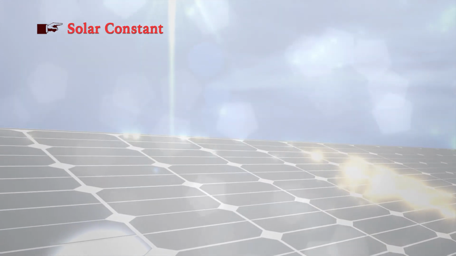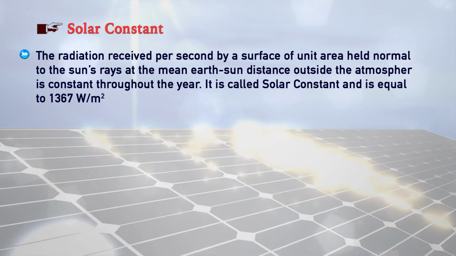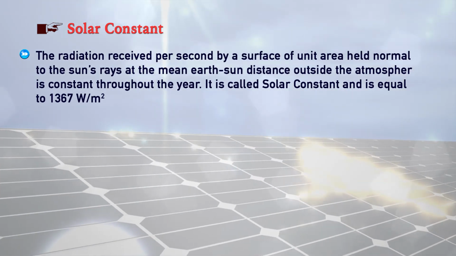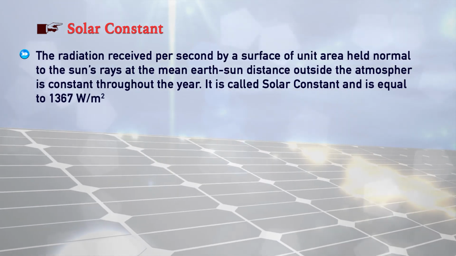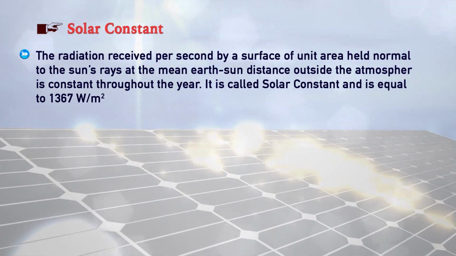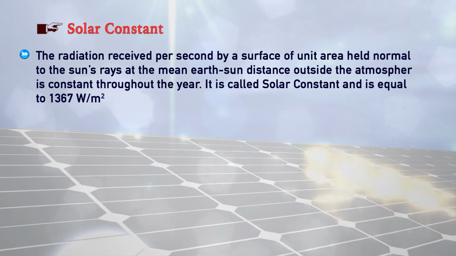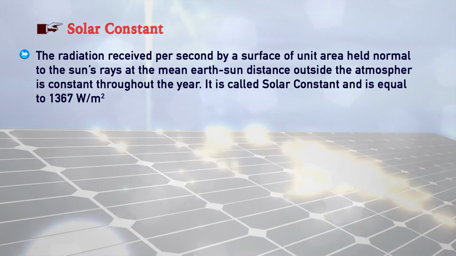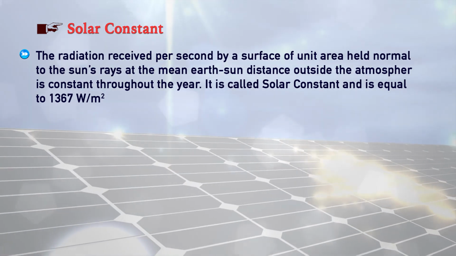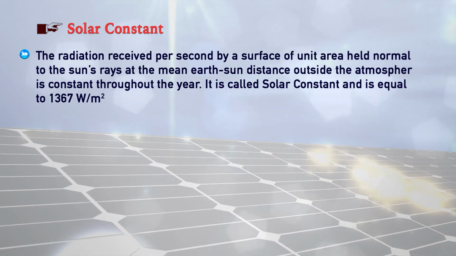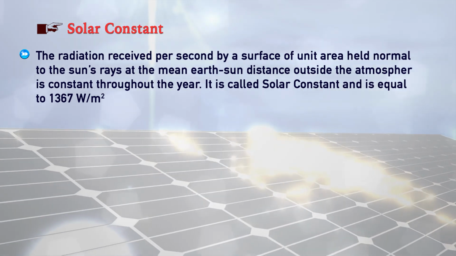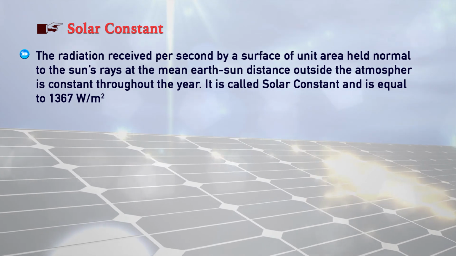Now we have to define what a solar constant is. The radiation received per second by a surface of unit area held normal to the sun's rays at mean earth-sun distance outside the atmosphere is constant throughout the year. It is called the solar constant, which is equal to 1367 watt per meter square.